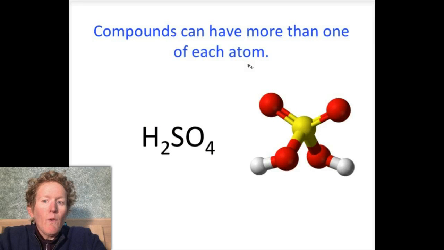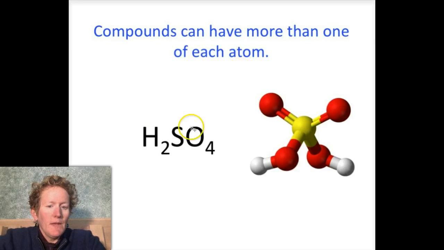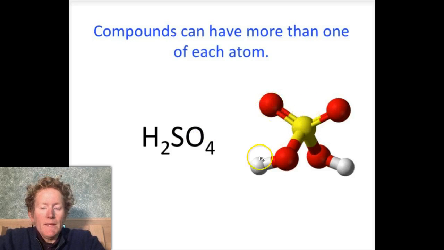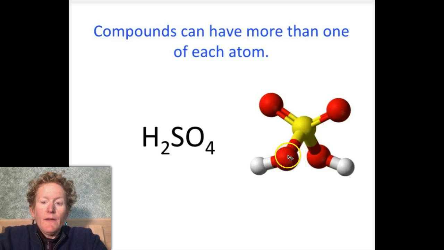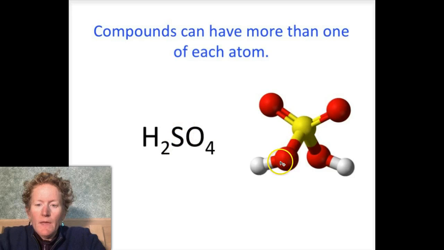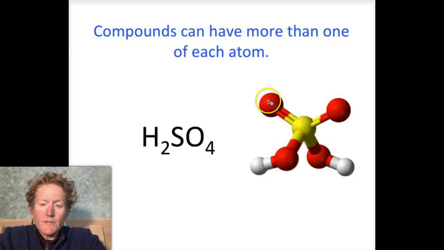Compounds can have more than one of each kind of atom. Here is sulfuric acid, and you can see in this molecule of sulfuric acid, there is one sulfur, that's the S. There are four oxygen atoms, those are the red balls here in this ball and stick model of the molecule, and there are two hydrogens.